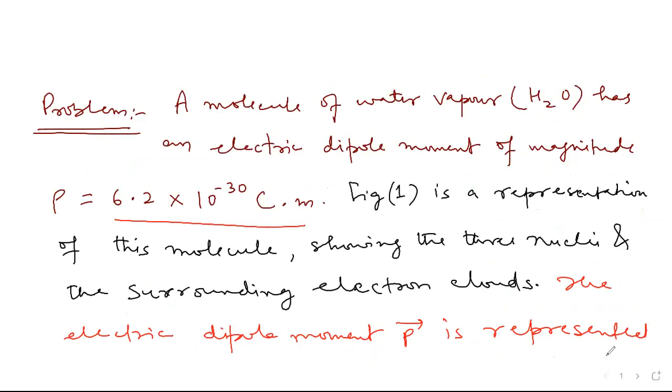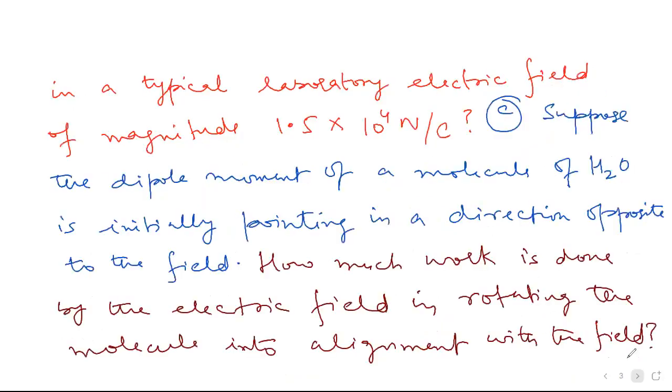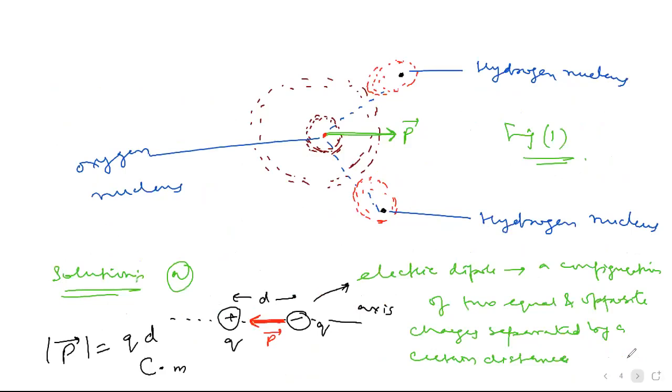Now, our question goes like this. It says, how far apart are the effective centers of positive and negative charge in a molecule of H2O? That means we have to calculate the dipole length. That's easy. As I told you, there are 10 electrons and correspondingly 10 positive charges in this molecule.